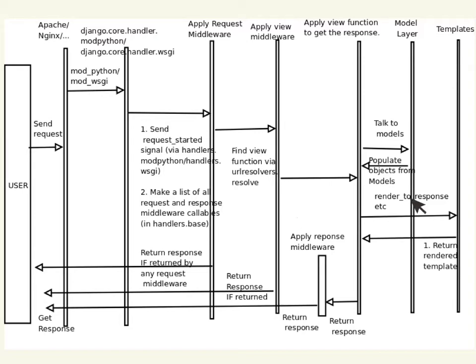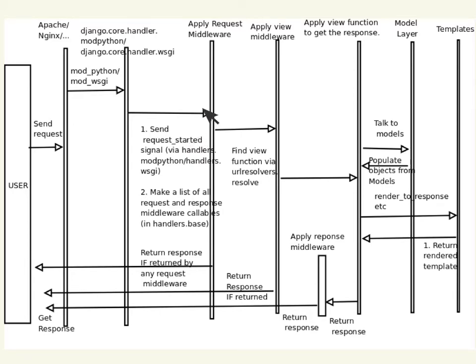Now after this Django comes in the picture. This whole part is Django, and this will convert a request back to a response. So before the request is handled, a request started signal will be sent. This signal will be used in case you want to catch this signal and then do any kind of processing before a request is even started.